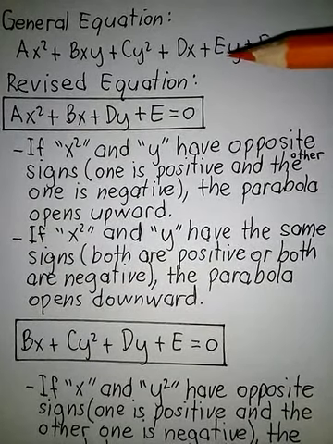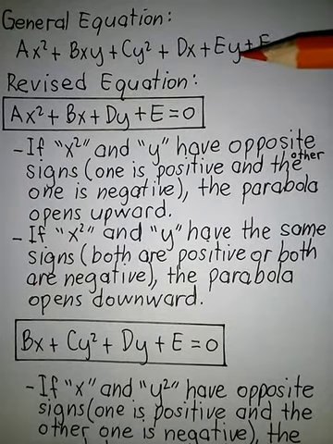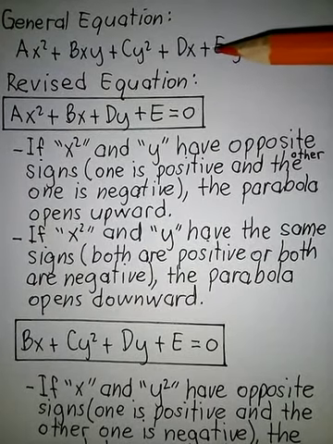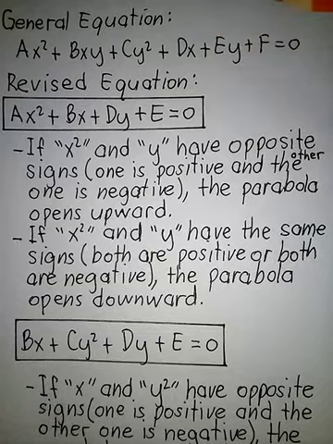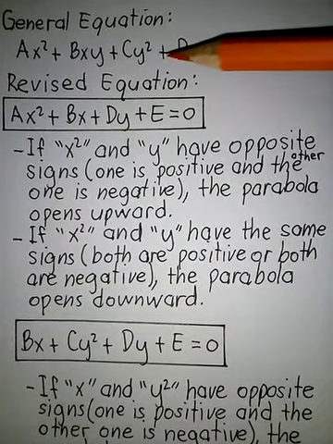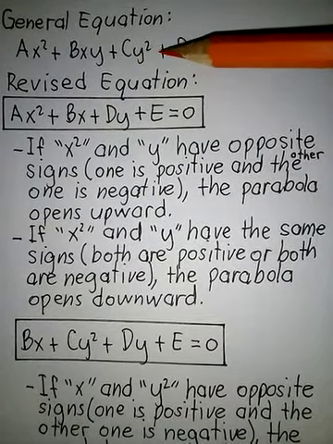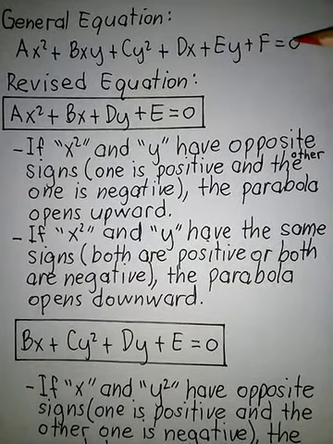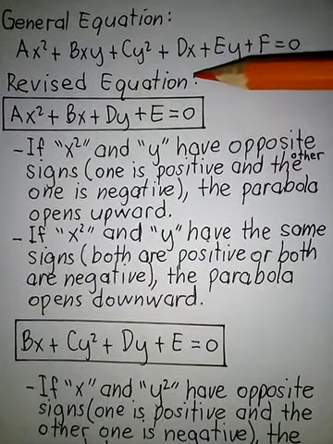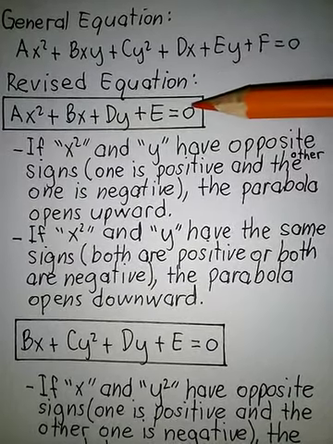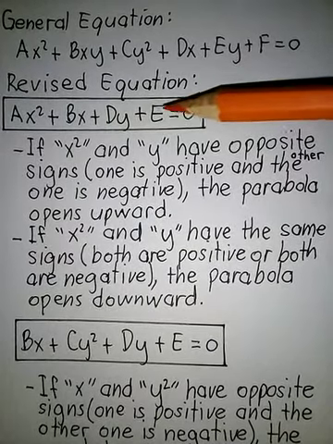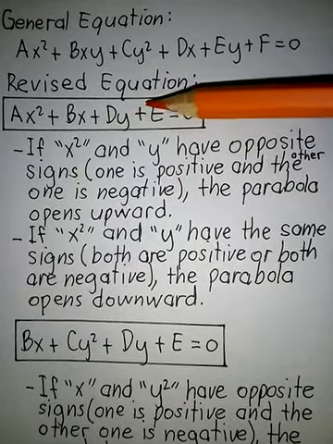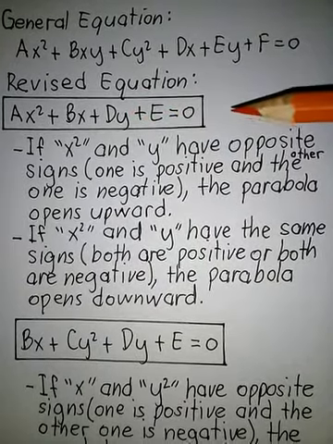So this is about the parabola. The general equation of a conic is ax squared plus bxy plus cy squared plus dx plus ey plus f is equal to 0. Now, we have here the revised equation. The first revised equation is ax squared plus bx plus dy plus e is equal to 0.